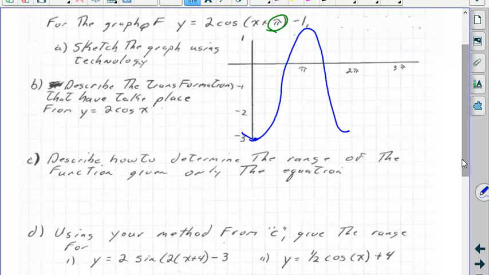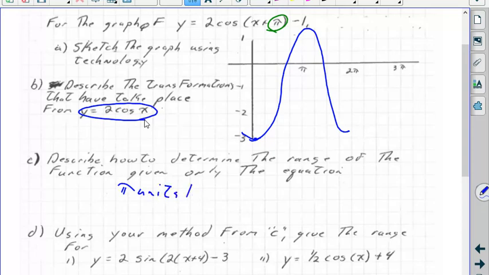So, starting with y equals 2 cos x. Brooke, what were the two transformations that took place? Pi units left and 1 down. Sorry, that should go up here.